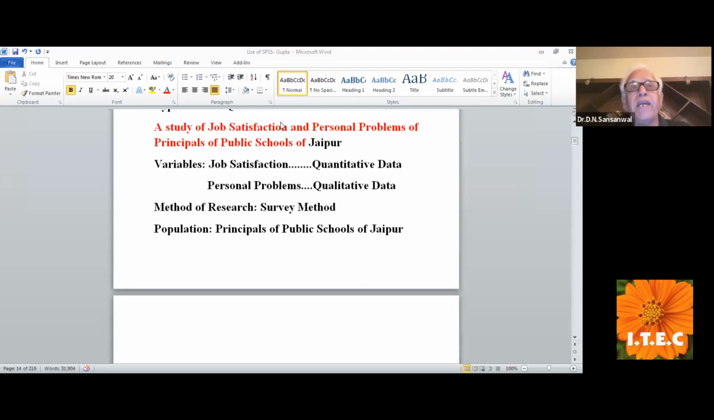In experimental, you have to have independent variable and dependent variable. In the first example, I did not write the dependent variable at all. I only wrote one variable, that is methods of teaching science. So please understand.